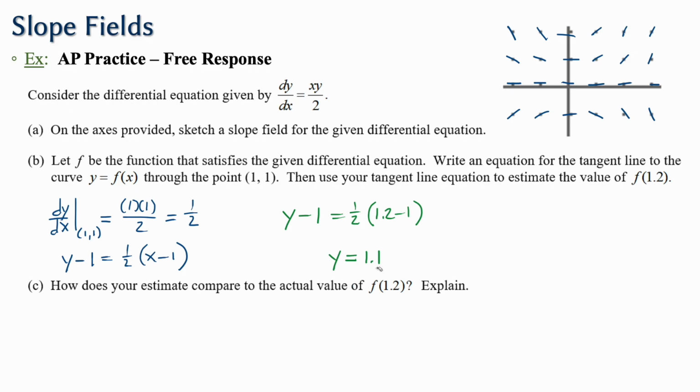Now for part C, we want to look back at our estimate here and figure out how that compares to what the actual value is. Now again, we don't actually know the actual value of the function at 1.2 since all we have is the derivative, but what we do know about the graph in the region around (1, 1) can help us explain that. So if we look up here in the graph at (1, 1), as we're moving left to right, we can see the slopes are going from negative to 0 to positive to steeper, more positive. So clearly around (1, 1), the slopes are increasing.